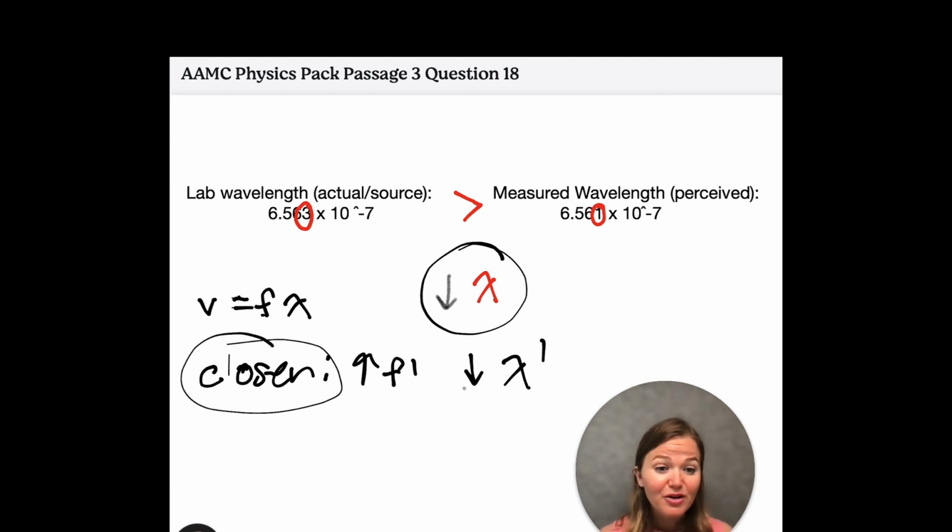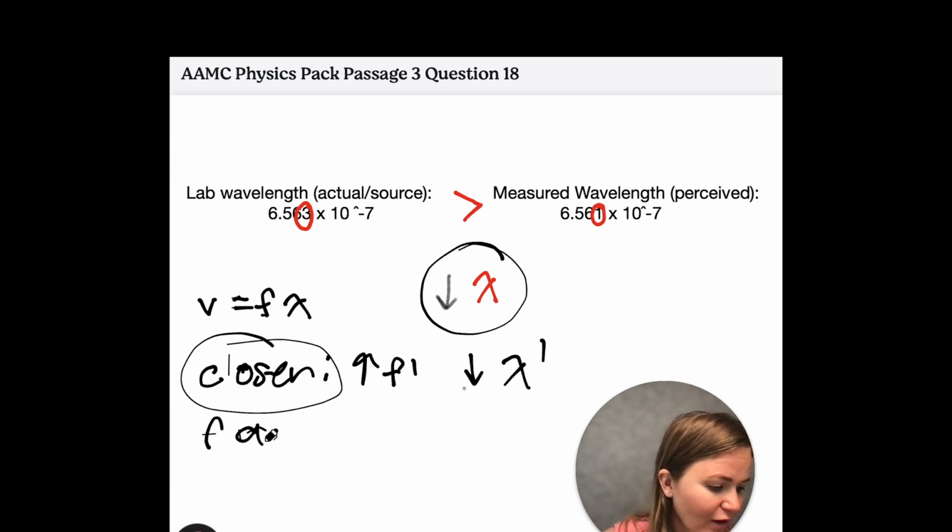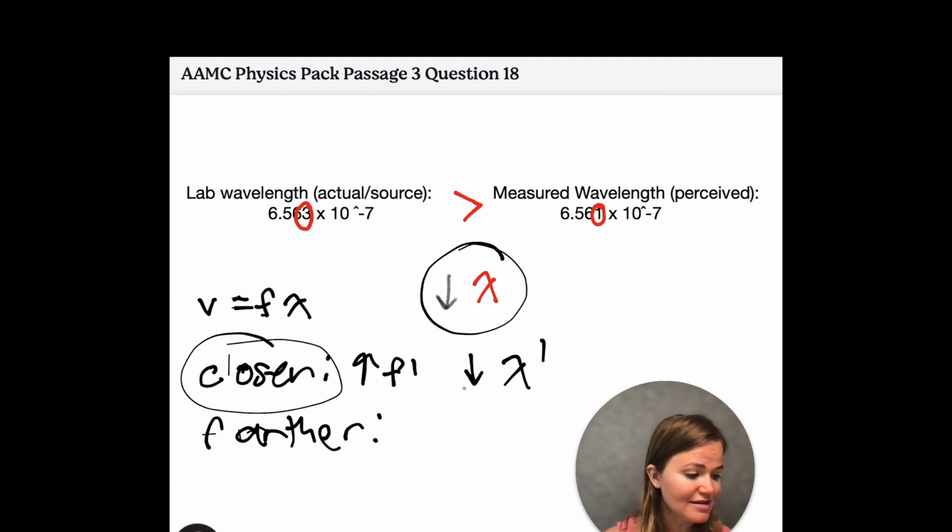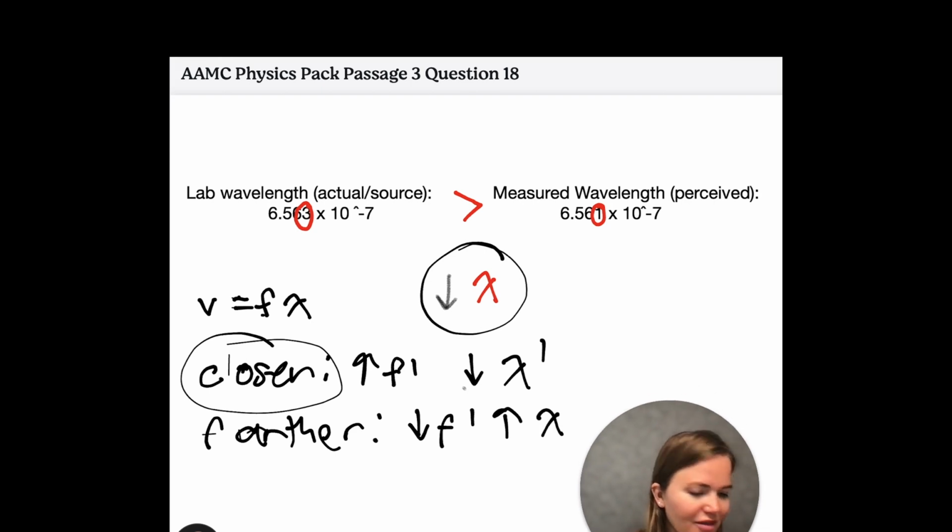Of course, we could have had the opposite case, right? We could have had our objects getting farther away, but that would have been if we had a decrease in perceived frequency, which would correspond to an increase in our perceived wavelength.